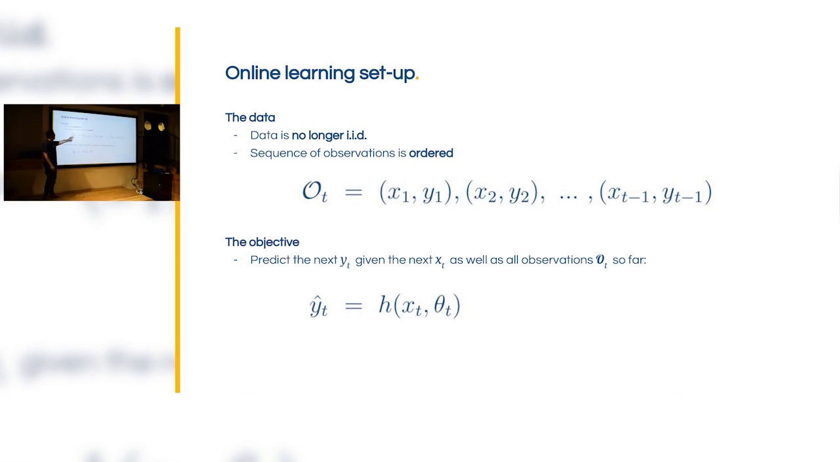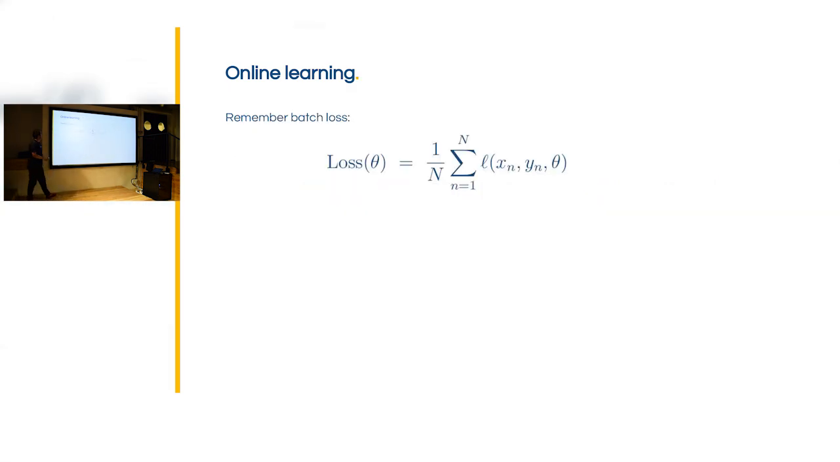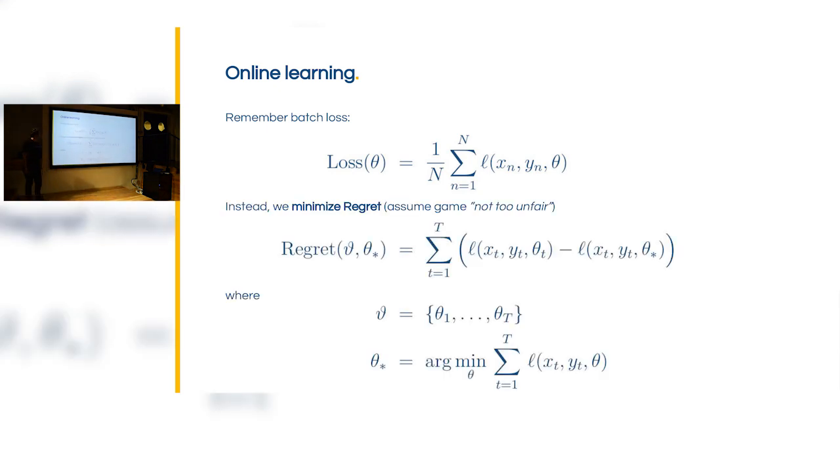So what do you have here? Let O of t be all of the observations that you've seen up to round t, right? And then the objective really is to predict the next y given the next x. That's the objective. Now, how do we make that more precise? What are we really trying to do? Just a quick reminder, the loss that we defined before was this thing, right? This is the sample mean. And now we're going to define something slightly different.